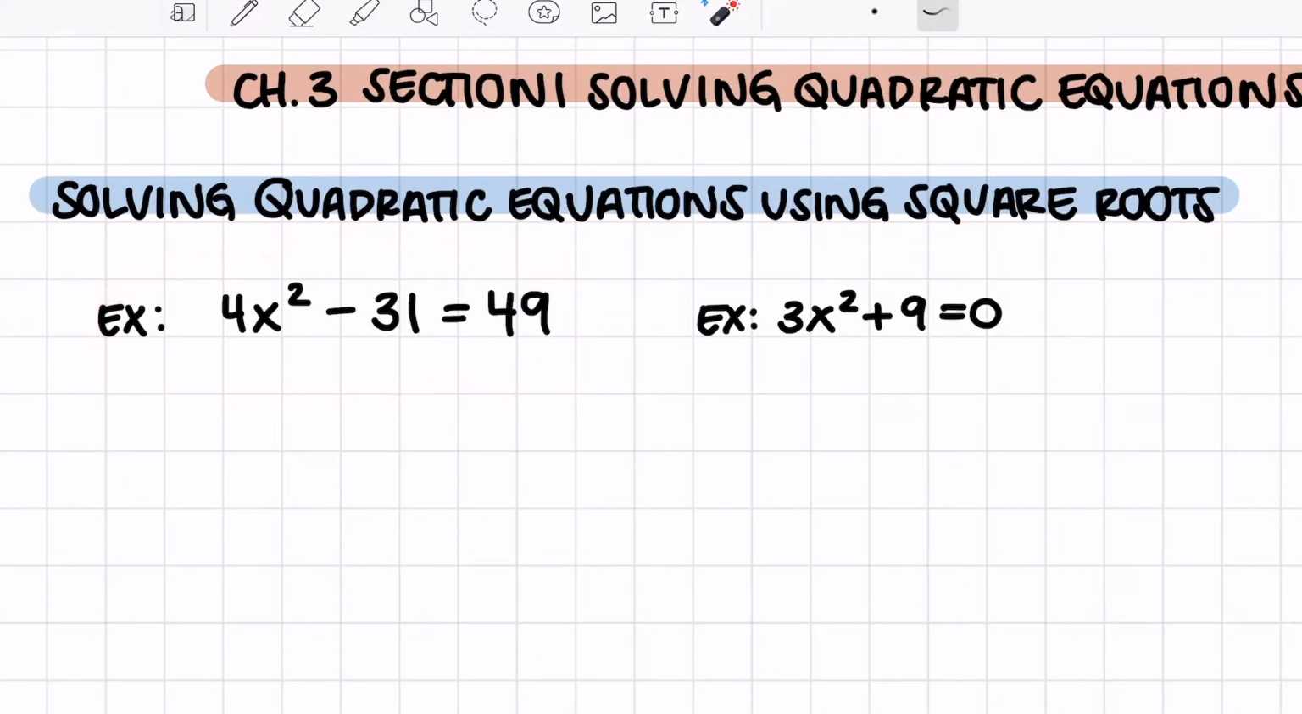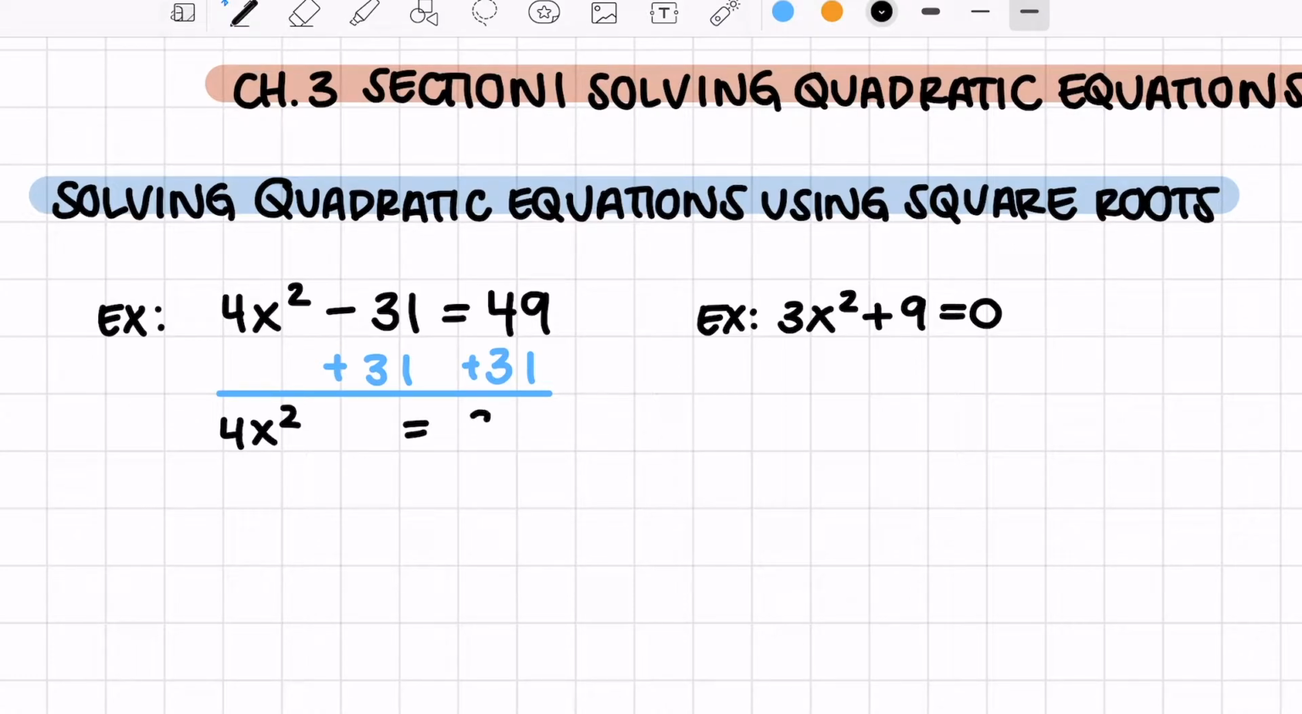We have here 4x squared minus 31 equaling 49. So to start this off, I'm going to get rid of the 31. Now I'm going to add 31 to both sides of the equation. Once I do that, I'm left with 4x squared equaling positive 80. From here, I'm just going to divide by 4 on both sides, and I'm left with x to the power 2 equaling 20.